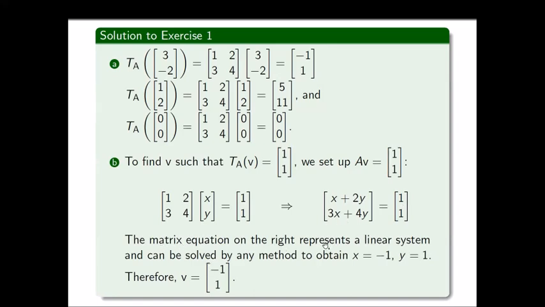The matrix equation on the right represents a linear system. It is two equations, two variables, and we know plenty of methods to solve it. So I will leave that up to you. In the end, you will notice that you get x equal to -1 and y equal to 1 as the unique solution to the system. Therefore, the vector that satisfies the given equation has to be the vector with entries -1 and 1.